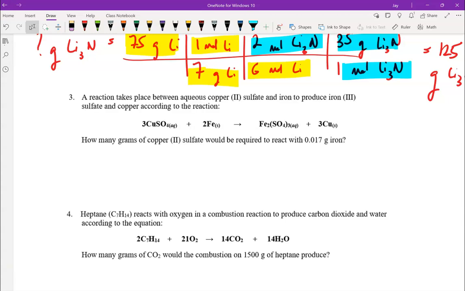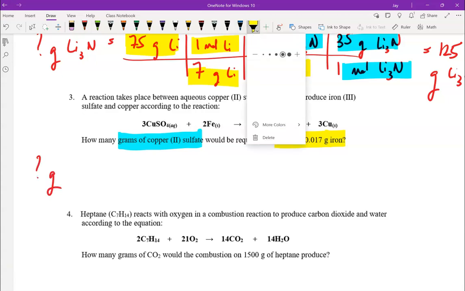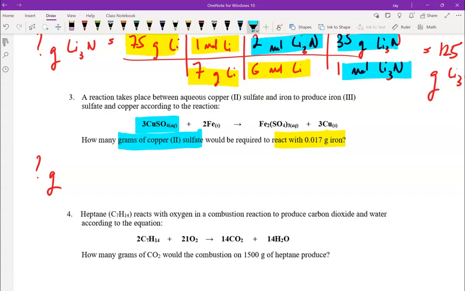This one's pretty big, but I've given you the balanced equation, and it says a reaction takes place between aqueous copper 2 sulfate and iron to produce iron 3 sulfate and copper. And it's asking how many grams of copper 2 sulfate, that's our unknown, could be required to react with 0.017 grams of iron. So we're going to ask how many grams of copper 2 sulfate. And if you're wondering which one that is, that's this guy. So we're going to ask how many grams of copper 2 sulfate are the equivalent of 0.017 grams of iron, which is, of course, that dude right there.